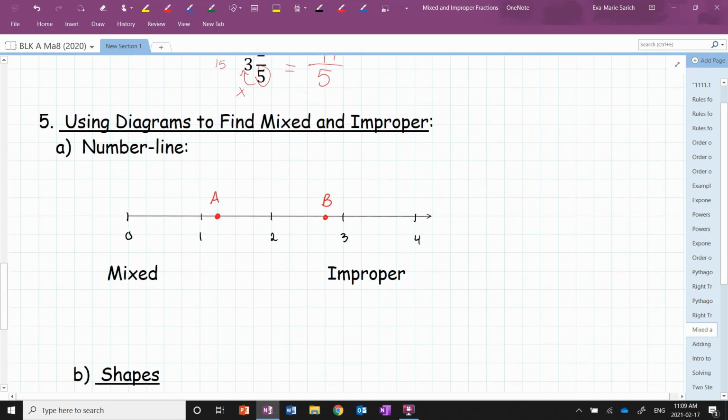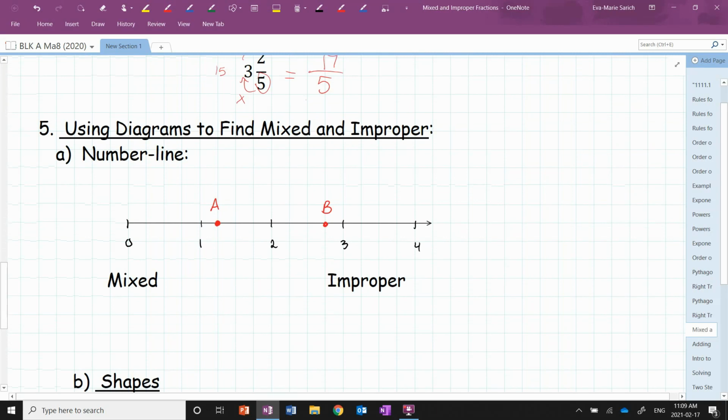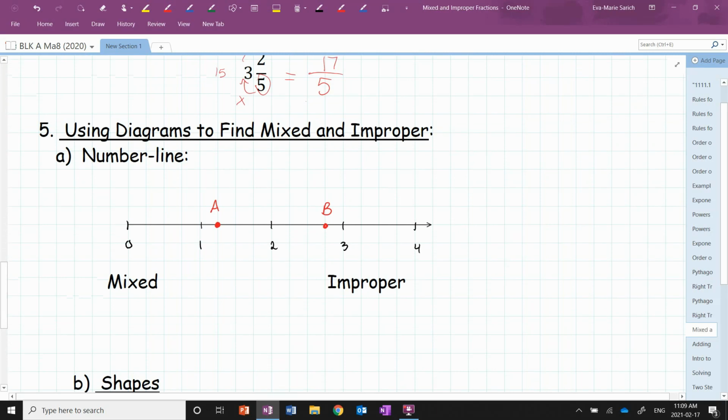Now, I want to also be able to show you that we can look at mixed and improper using other diagrams or shapes. The first one I'm going to look at is using a number line. So we've got 2 points here located on this number line. It's only the positive side of the number line because we're not looking at negative fractions this year. You will look at negative fractions next year. We want to be able to write the mixed and the improper for the points on those lines. What you're going to notice is that there's some whole numbers, 0, 1, 2, 3, and 4, and then that there's part way in between.